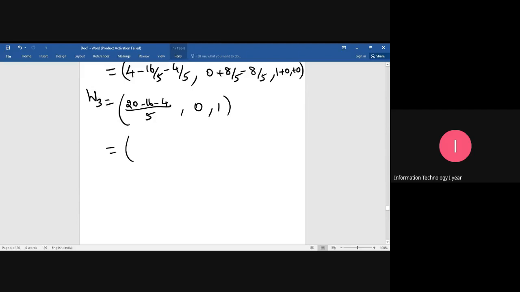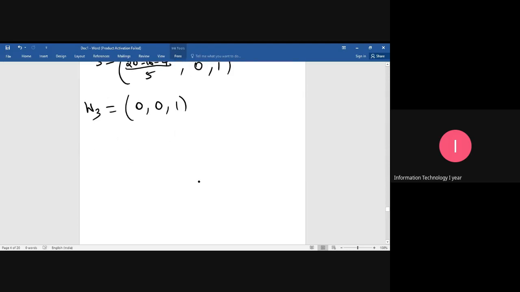So 20 minus 16 by 5 minus 4 by 5, right? So the answer is 20 minus 0, right? First value is 0. Second value is 1, 0, 1. So this is W3, okay? So we calculated now W1, W2 and W3. So therefore write the conclusion, orthogonal basis, okay?